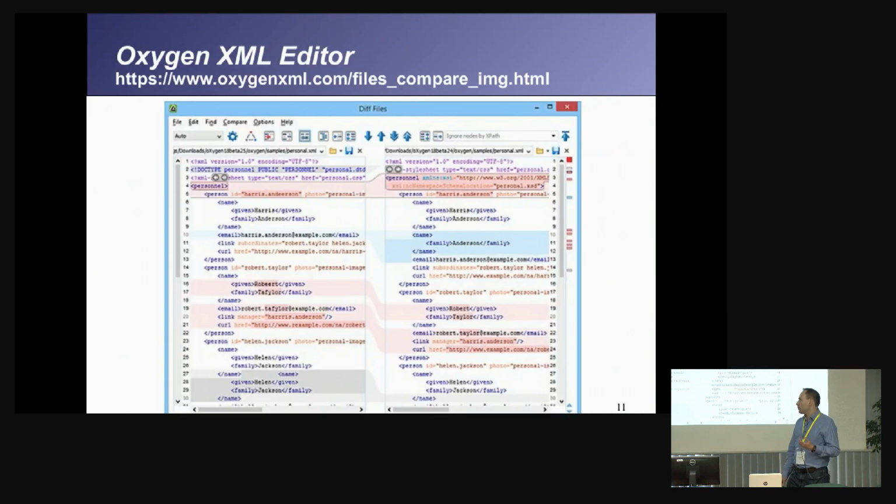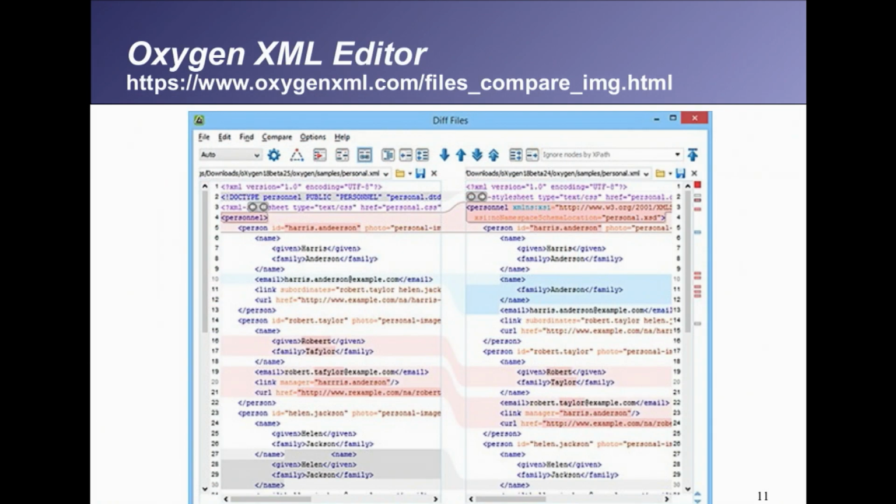For the Oxygen XML Editor, we think there's also the same kind of problem. And you have here in very pale color, very pale red, the correspondence matching between the 2 documents, but they're not vertically aligned either. Only the currently selected difference is vertically aligned.